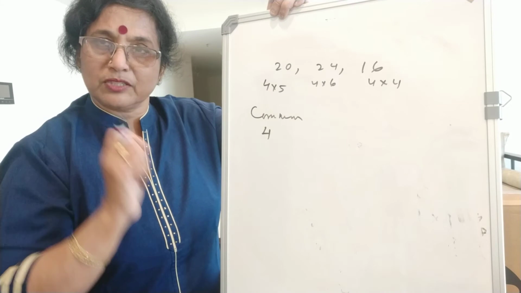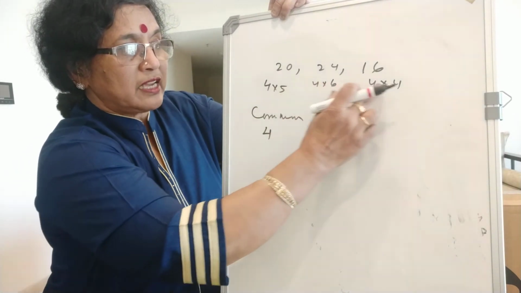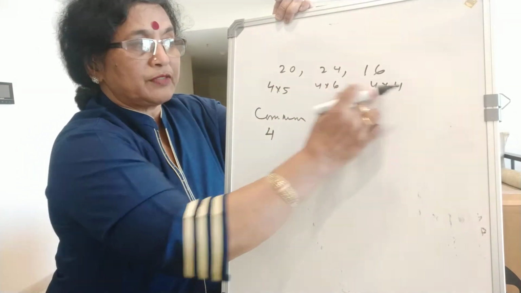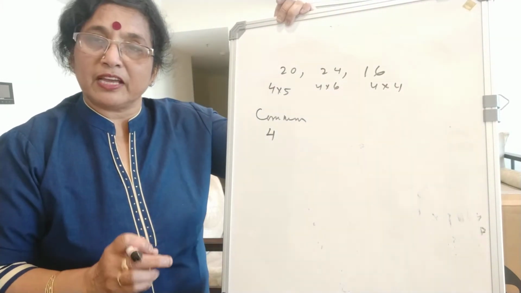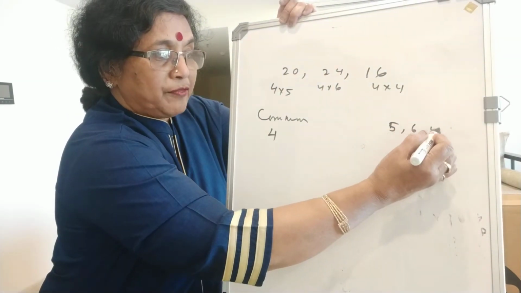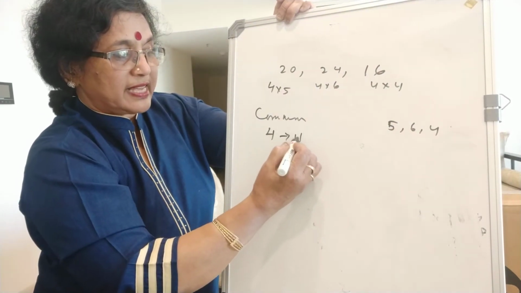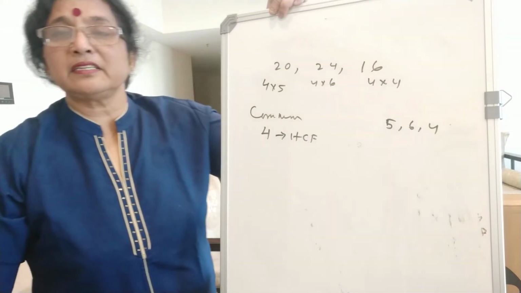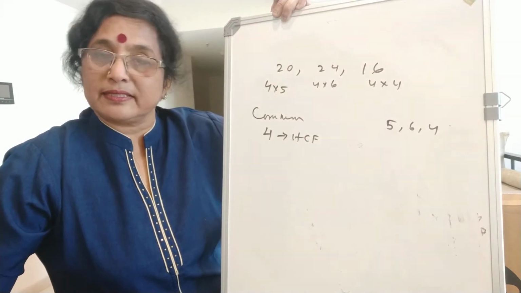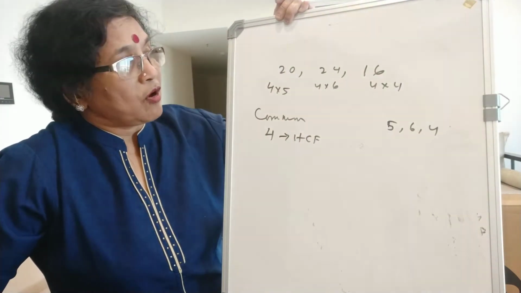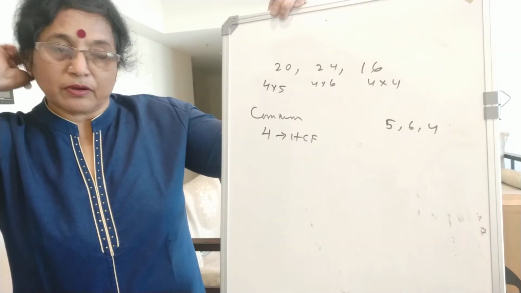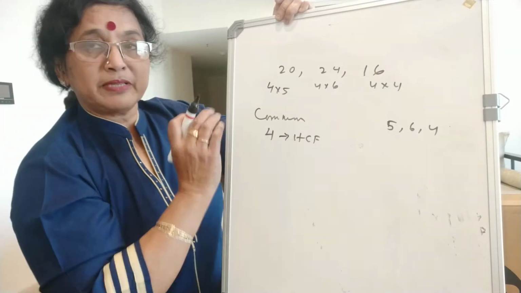That's why 1 is the only common factor. And in 6 and 4, you have the common factor 2. But for 4, 5, 6 and 4 there is no further common factor. So this itself is the HCF. The greatest number which can divide 20 and 24 and 16. So the greatest common factor, or the HCF, highest common factor. Okay. So now that becomes the HCF.